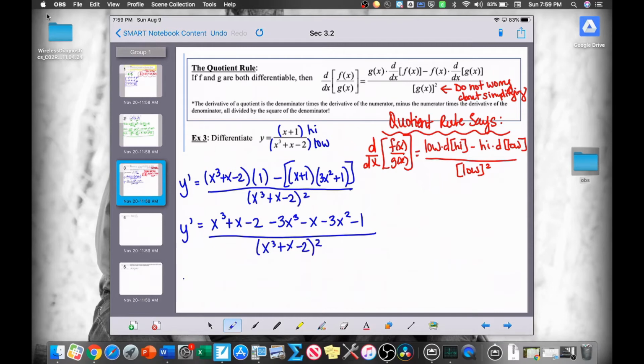And then the last thing is, can I combine any like terms in my numerator? I have an x cubed minus a 3x cubed, so that's going to make negative 2x cubed. The x's happen to cancel out. That's coincidence. Positive x, negative x cancel. Then I have a negative 3x squared, and negative 2 minus 1 gives me a negative 3. So my numerator is negative 2x cubed minus 3x squared minus 3, and that's going to be over that denominator, x cubed plus x minus 2 quantity squared.